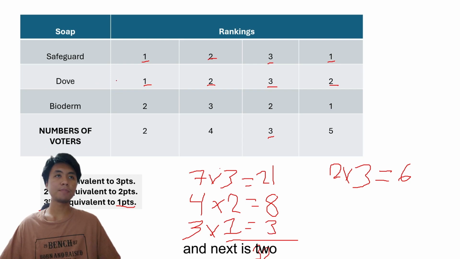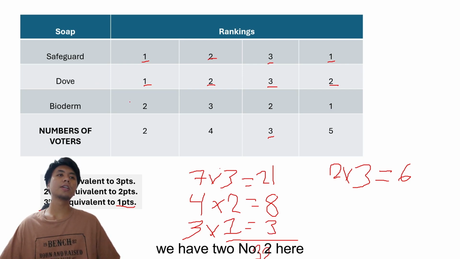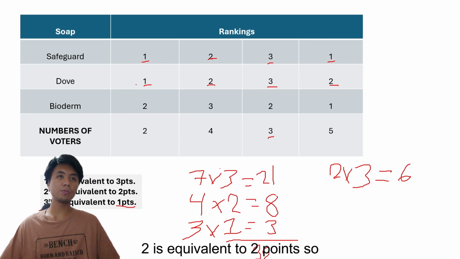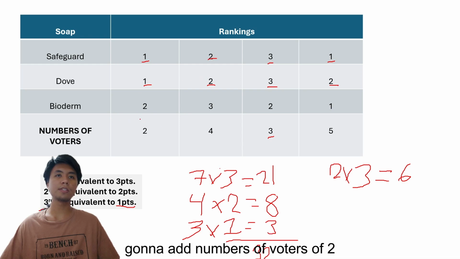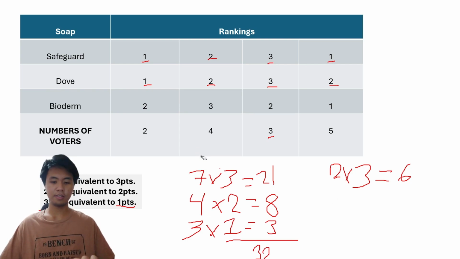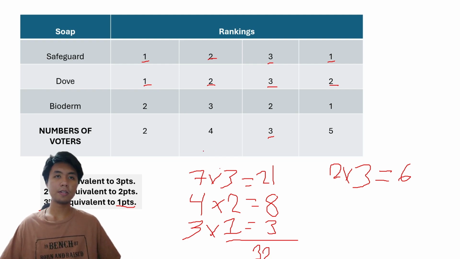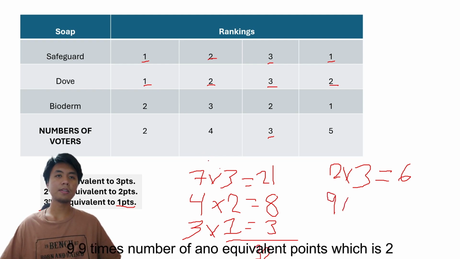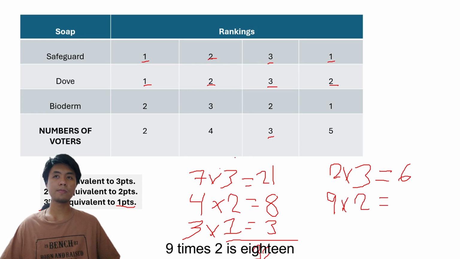And next is second. Second is equivalent to 2 points. So you add the numbers of voters in second, 4 plus 5, which is 9. Then 9 times the equivalent points, which is 2, is 18.